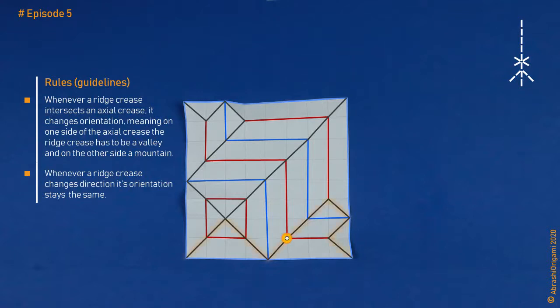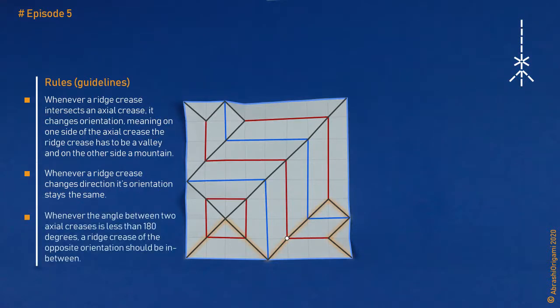Look at this vertex. At this vertex, the ridge crease should change orientation. From a valley it should change into a mountain. But it is fair to ask which side is a valley and which a mountain. The general rule is as follows. Whenever the angle between two axial creases is less than 180 degrees, a ridge crease of the opposite orientation should be in between. This is logical.